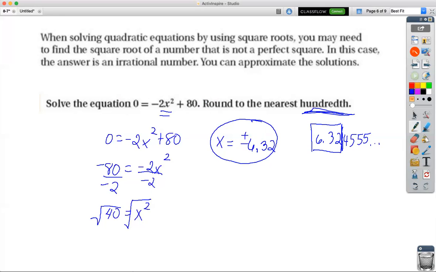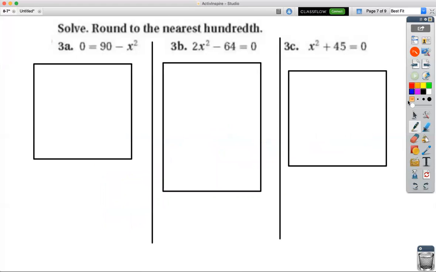There are two possible answers, a positive and negative value. So on the next page, you'll have an opportunity to try these out. I have 3 examples for you to work on. Feel free to pause the video at this time and practice.